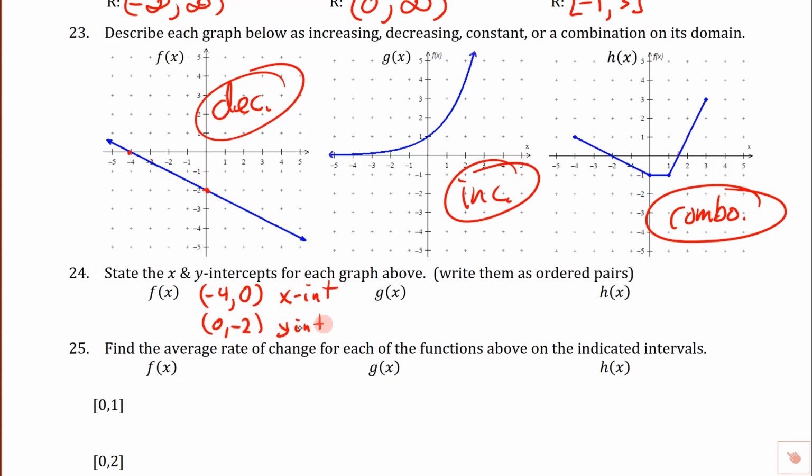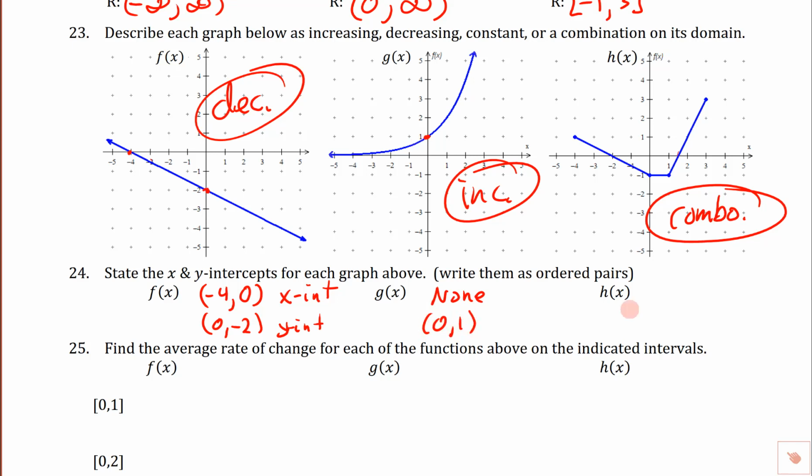So there's the y-intercept. And I'm going to follow suit with these guys right here. So let's try and find the x-intercept on this one. This would be where it crosses the x-axis. But remember, this comes down here and gets really, really close, but never touches the x-axis. So there is none. And then for the y-intercept would be right there. So that would be (0, 1).